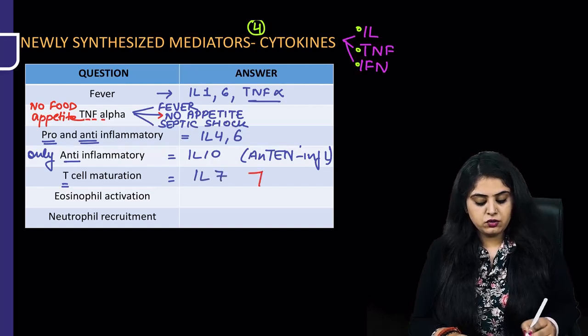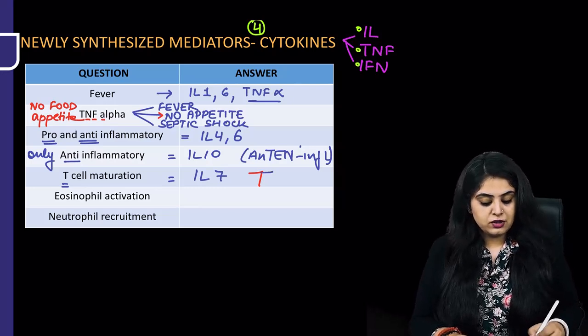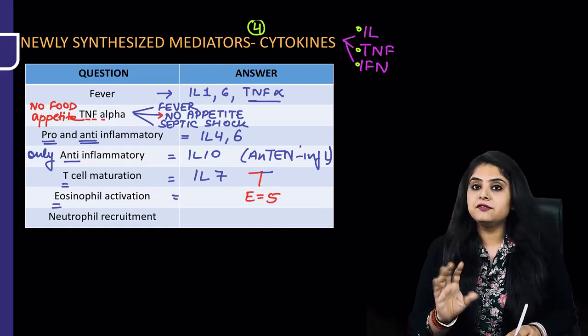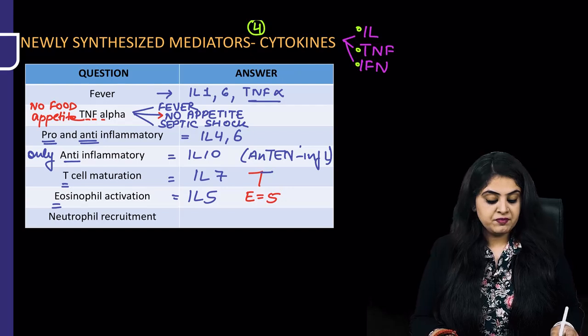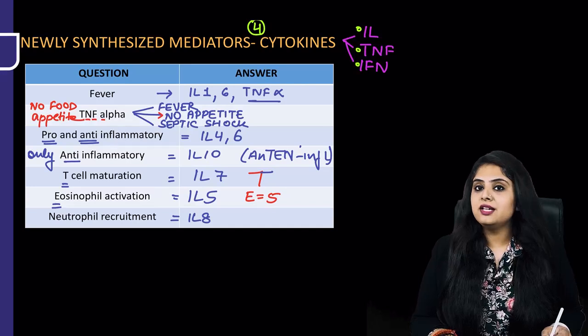The way you write 7, you can make a T out of it. So again, easy to remember. Which is the interleukin for eosinophil activation? So eosinophil, ABCDE, E is the 5th alphabet. This means interleukin 5 for eosinophil activation. Finally, for neutrophil recruitment, without a mnemonic, you learn interleukin 8.